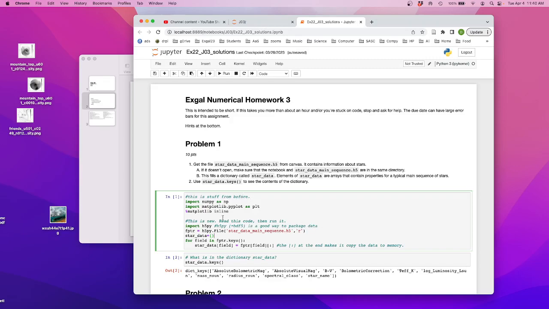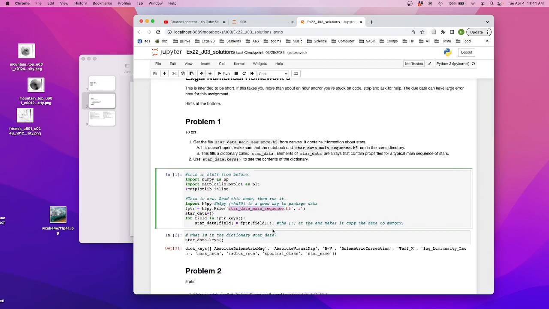So this section reads the file. So you import NumPy and Matplotlib, and then you import this thing h5py, which should have been installed with your Anaconda install. I think some of you, if you didn't do it through Anaconda, had to install h5py, but it's not painful. So then it just opens this file. Oh, and it should close the file too, but I forgot to do that. But it doesn't make a huge difference. So what it does is it opens up this HDF5 file, and then it makes this dictionary, star data, and it loops over all of the things in the file pointer.